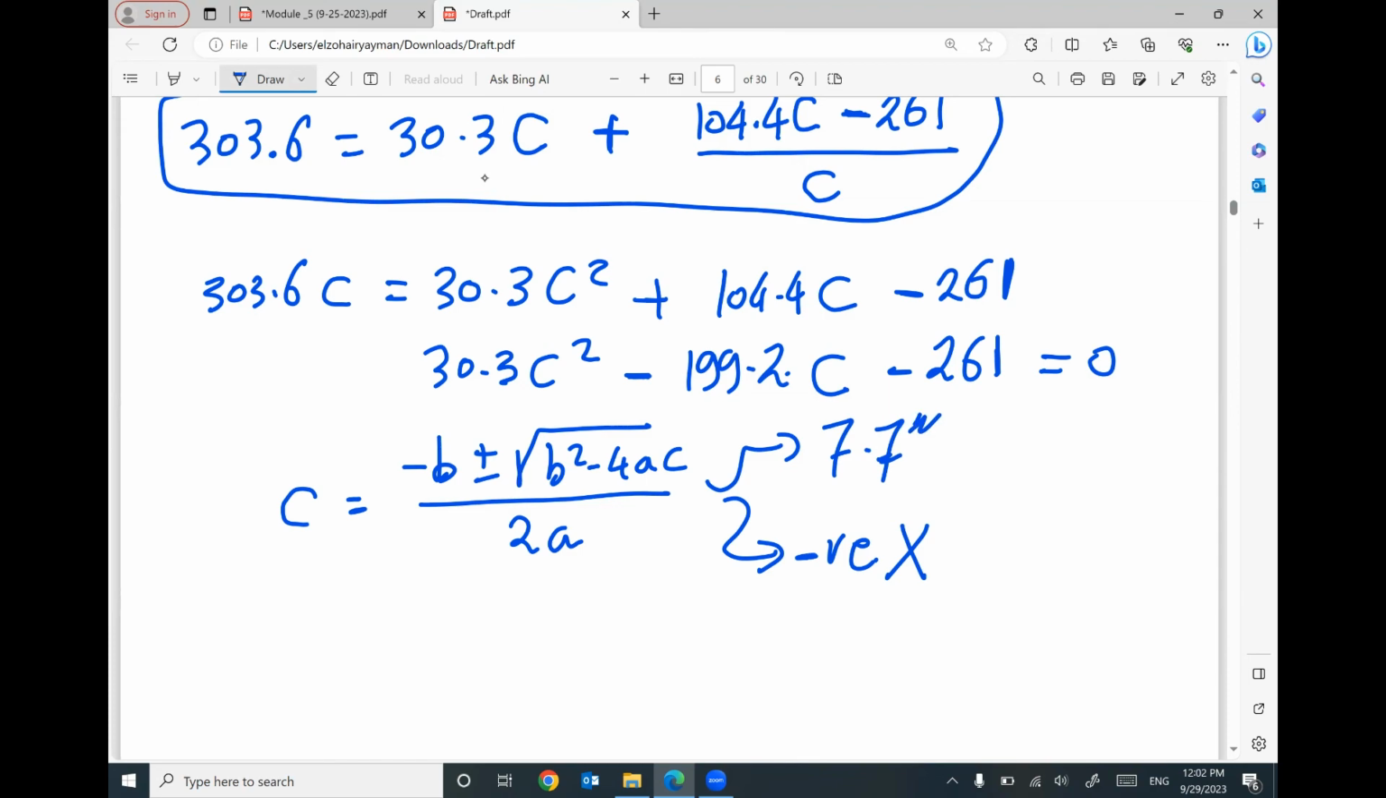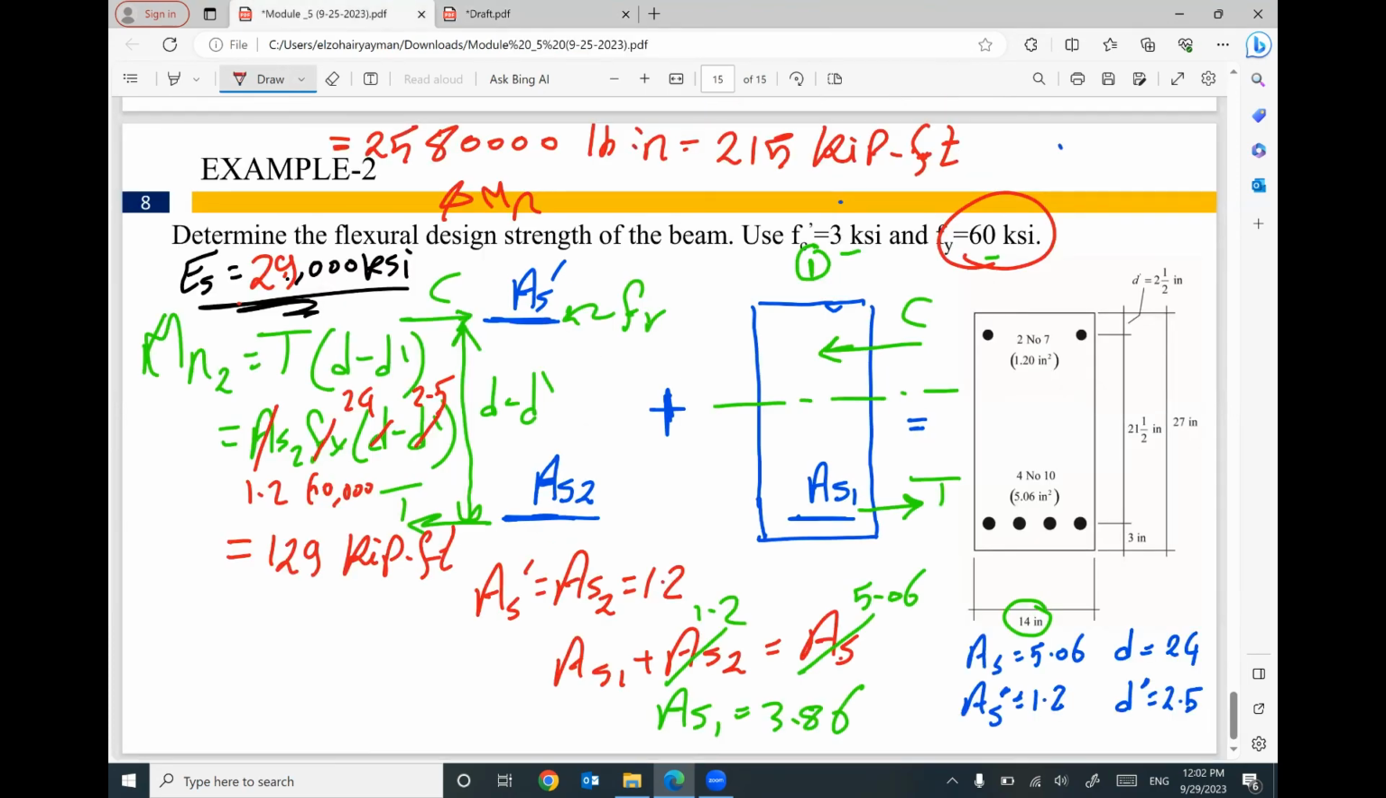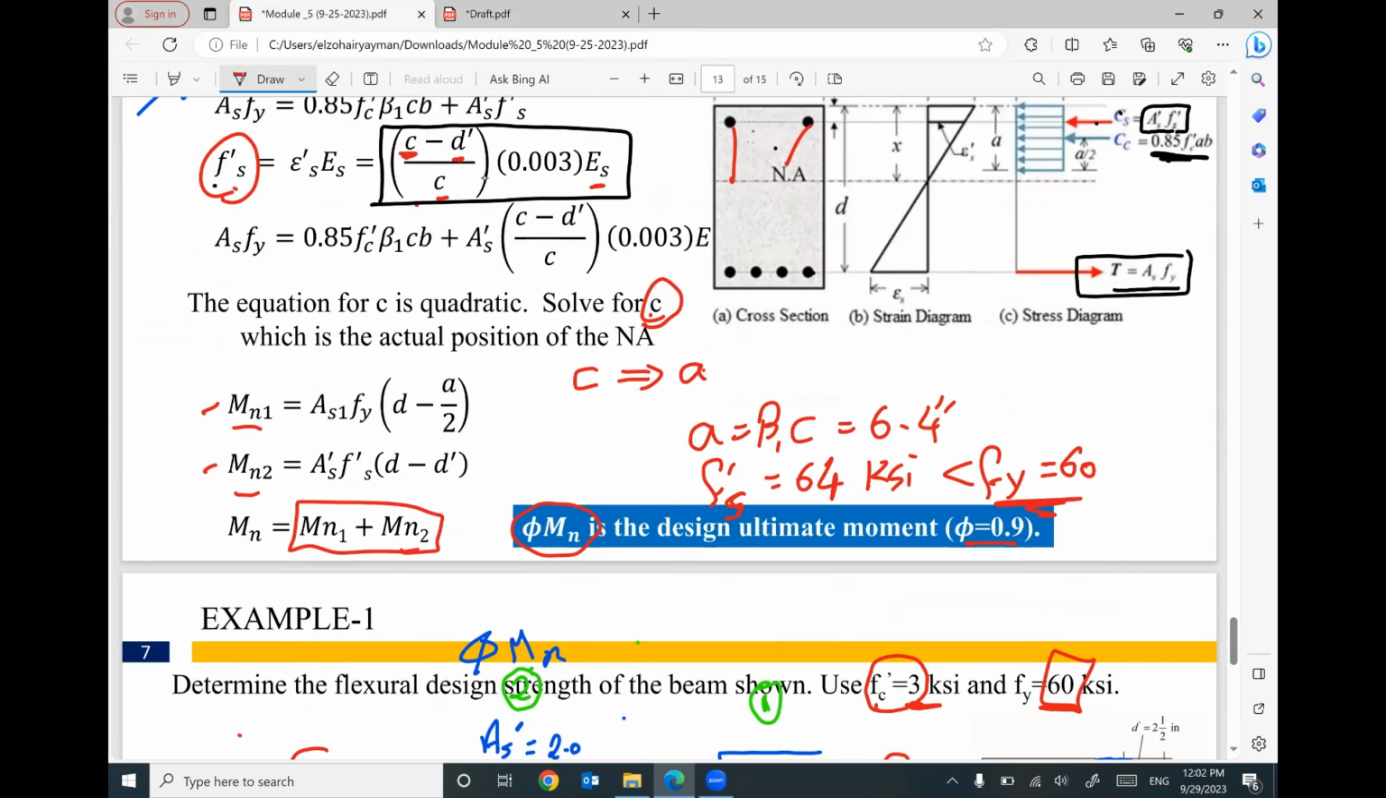So 7.7, if you multiplied it by beta, I'm sorry, your value of A will be 6.5, not 6.4, a little difference.